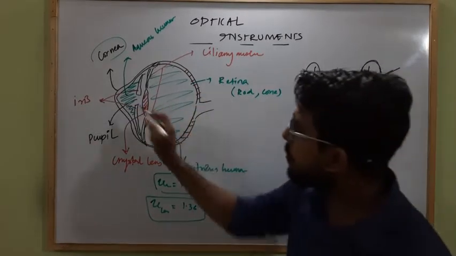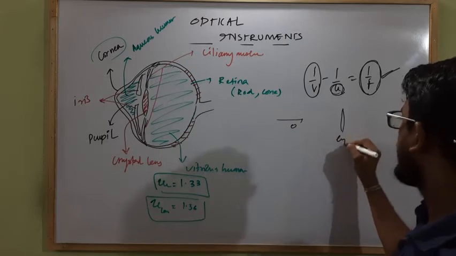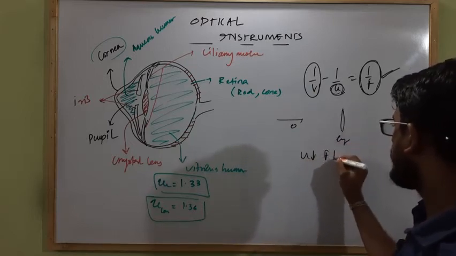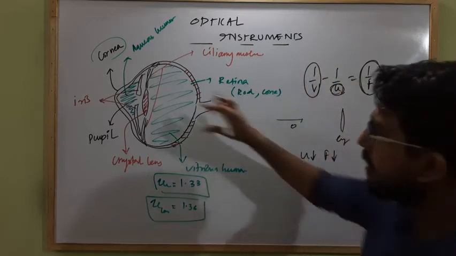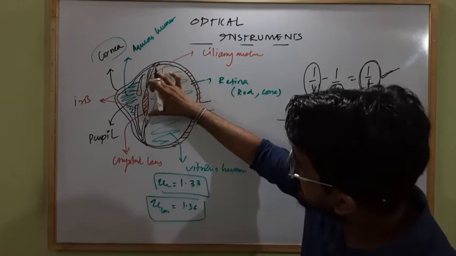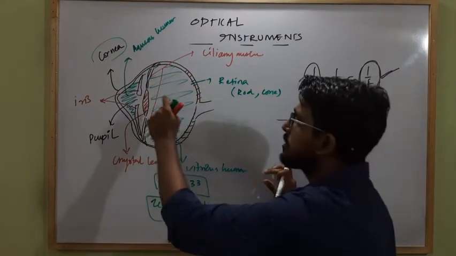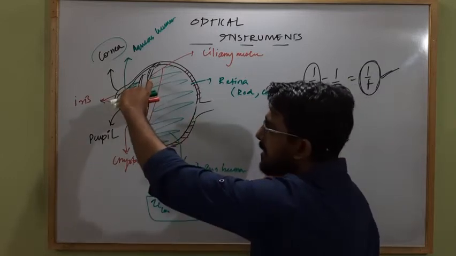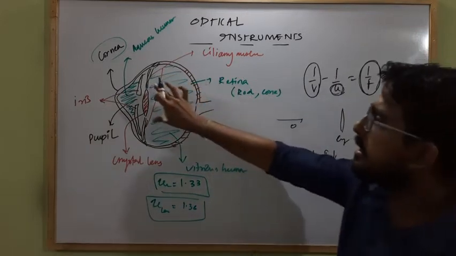So as we move the object towards the eye, gradually U decreases. As U decreases, we have to decrease the value of F because V remains constant. To decrease the value of F, the ciliary muscles get stretched to compress the lens. But the ciliary muscles have a limit to which they can extend to compress the lens. Beyond that they can't compress.